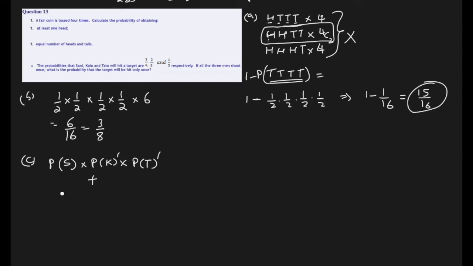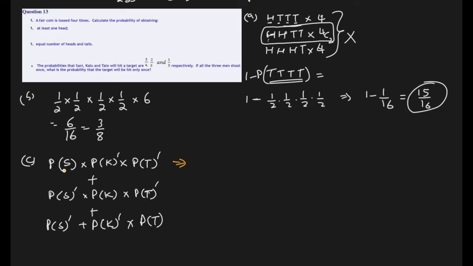Or Sunny fails but Kalu succeeds and Tato also fails. Third case could be that Sunny fails, Kalu fails, but Tato succeeds. These are the three cases which we will interpret into their probabilities.